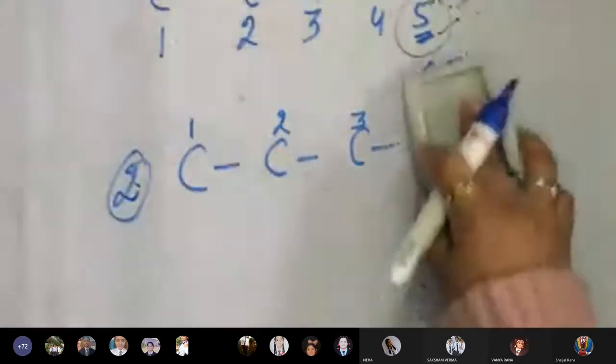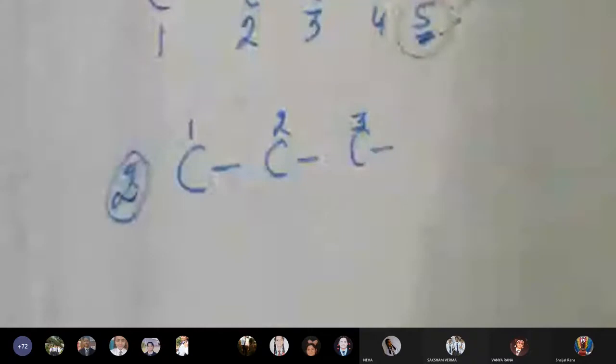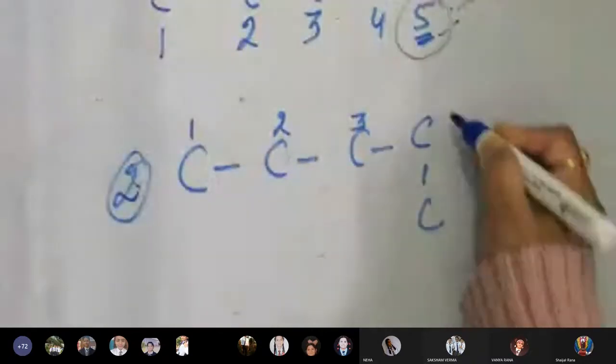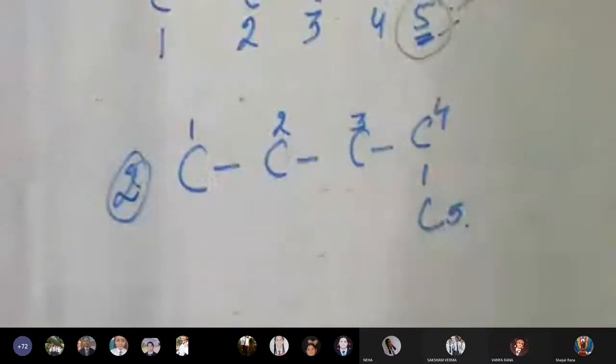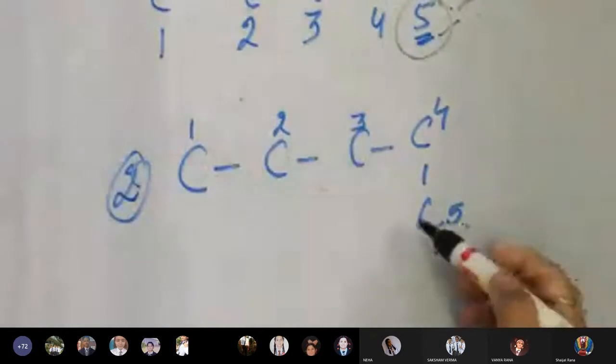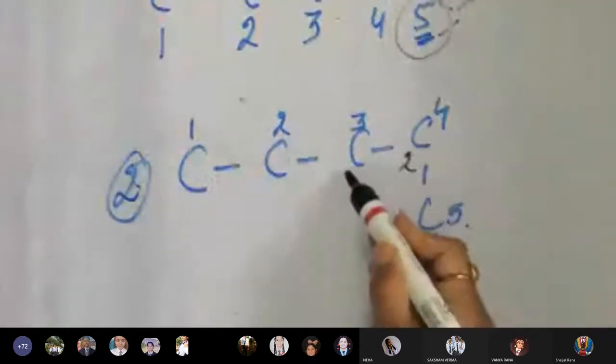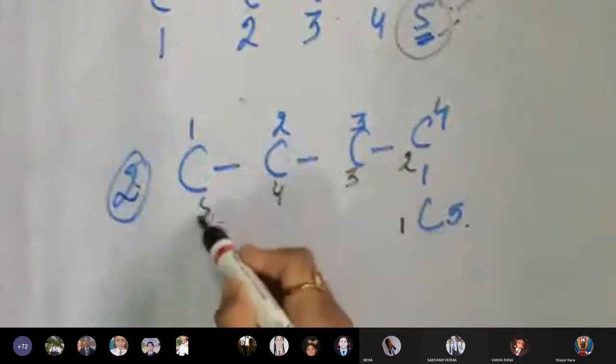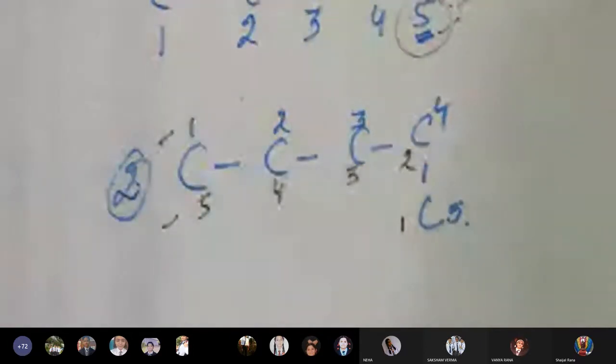Why? You have to see only continuation of bond. Okay, continuation of bond is coming, single bonds are going on. So I'll mention as previously, this is 4 and this is 5. Then it is also true, you move from this side, 1, 2, 3, 4 and 5. So this numbering is also correct.